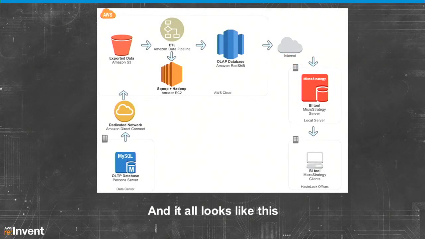So this is what it all looks like. We go from our data center, where we have our MySQL and our MS SQL databases, over a nice Direct Connect line, into our exported data on S3. The Amazon Data Pipeline executes the jobs that run Sqoop and Hadoop on EC2. That processes the data to get it into the format that we actually want to see it in, and that's what loads it up into Redshift. And then we go across the internet back to our local servers where we're running MicroStrategy and to the local client's desktop.